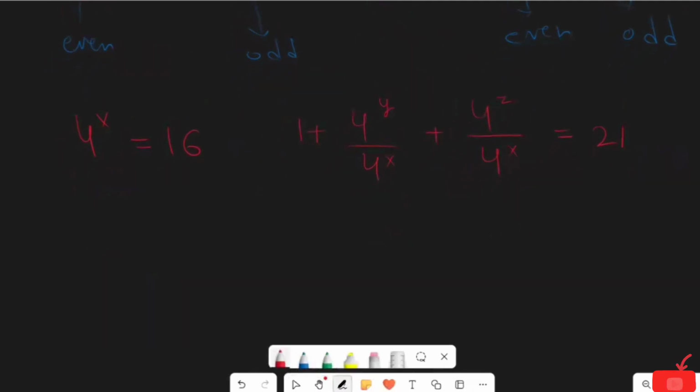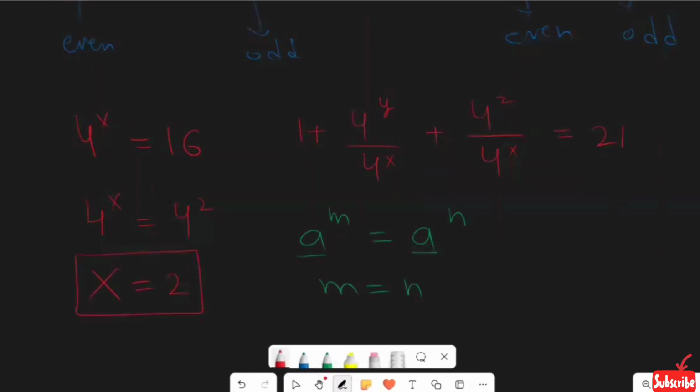Now we are going to solve this for x. So here 4 to the power of x is equal to 16. I am going to write 4 squared gives us 16. Now I am going to use the exponential rule, that is a to the power of m is equal to a to the power of n. So here m is equal to n because we have the same base, so we can equate the powers. I am going to write x is equal to 2. So here we get the value of x.